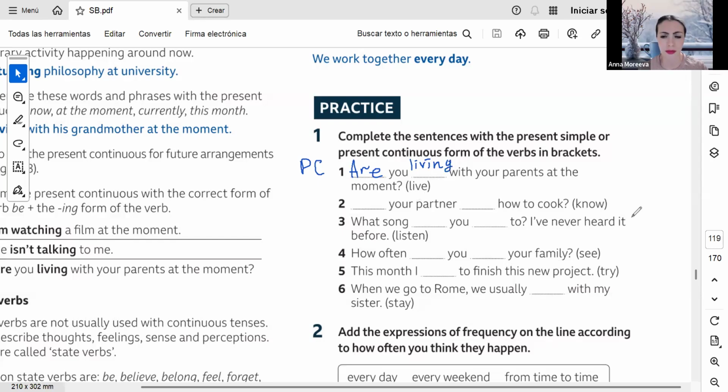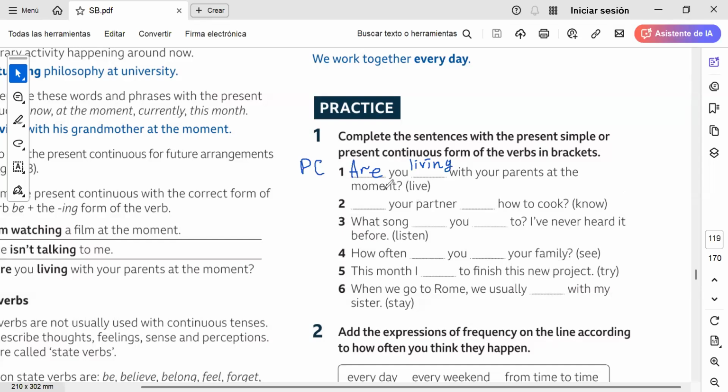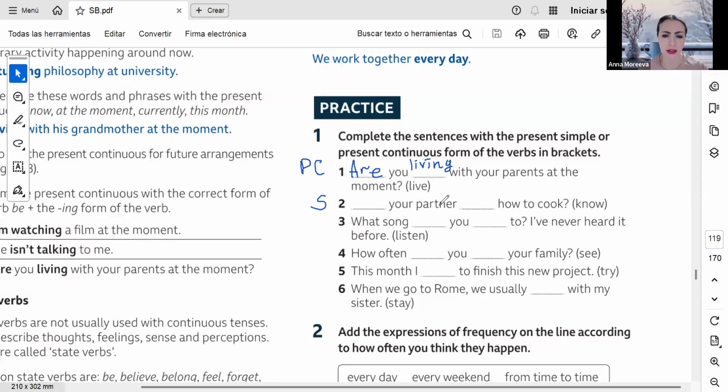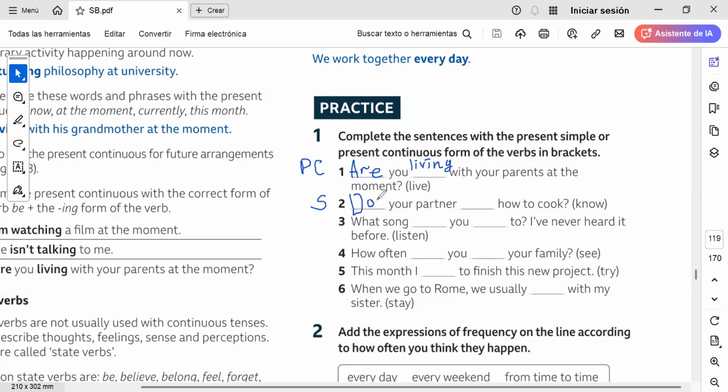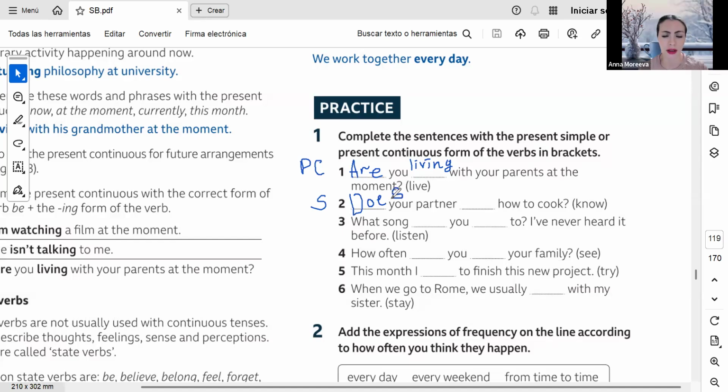Number 2. Present continuous or present simple? Simple. So let's form it. If it were you, we could say, do you? Do you know how to cook? But it's not you, it's your partner. He, or she. And so we don't use do, we use does. So does your partner, and here we don't change the verb, know how to cook. Does your partner know how to cook?